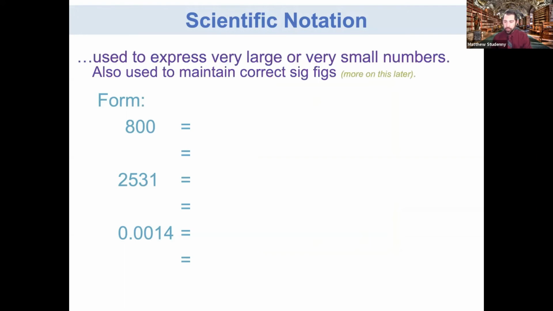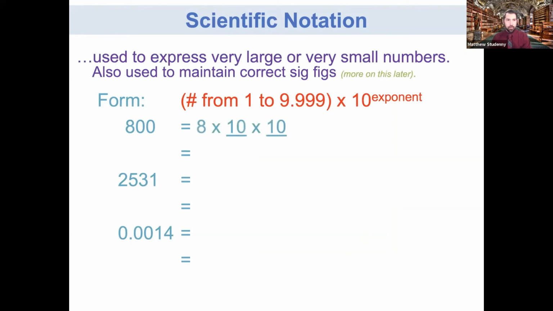So scientific notation in general helps us express really big and really small numbers. It always takes the same form. You're going to have a number between 1 and 9.999, times 10 as a base and then an exponent. We're talking powers of 10 here with that base. So if you think about 800 in scientific notation, you're taking 8, your number between 1 and 9.99, times 10 times 10. And so in scientific notation, it'd be 8 times 10 to the second.